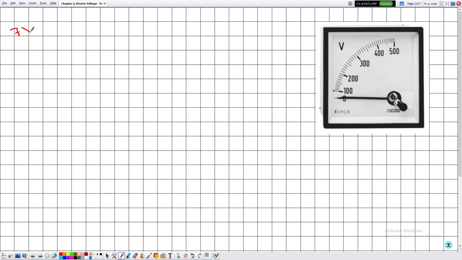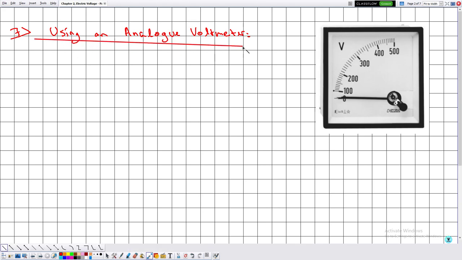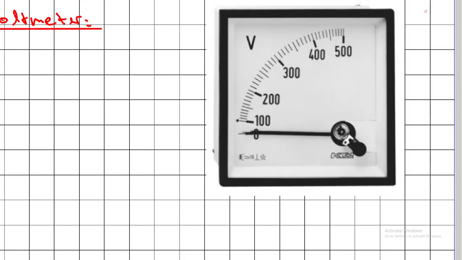How do we use the analog voltmeter? So section number 7, using an analog voltmeter. Here in this document we can see the analog voltmeter. On this axis, which is a circular axis, we have numbers, and this is the needle.